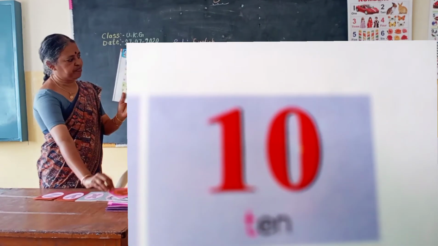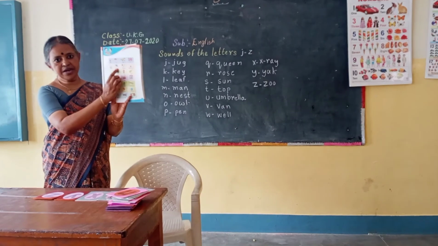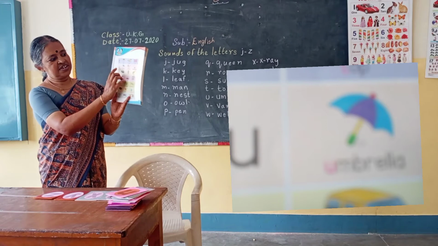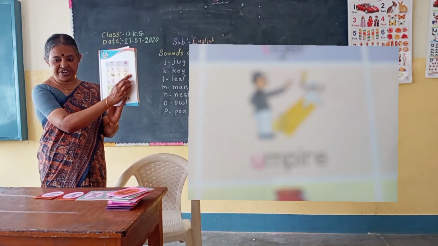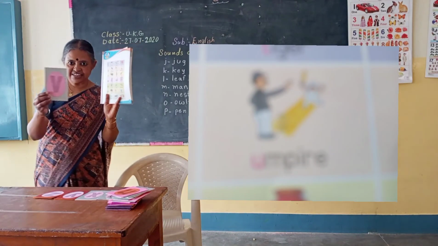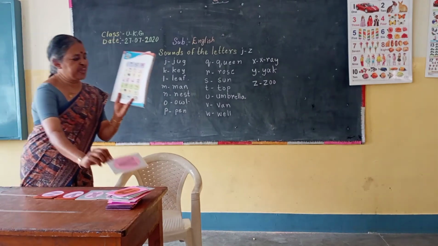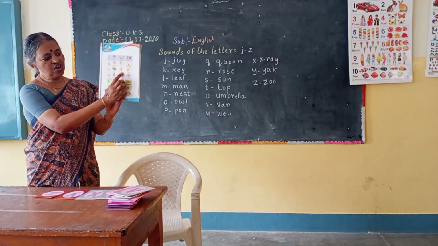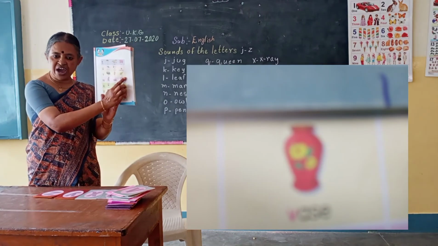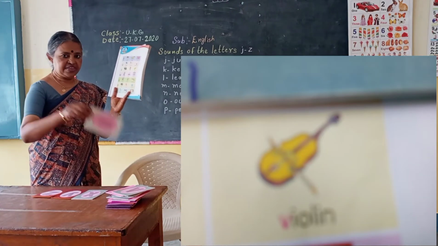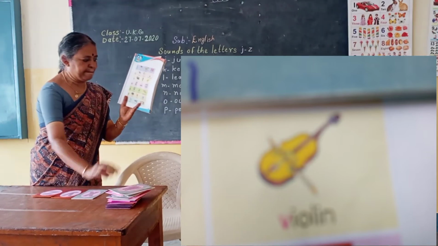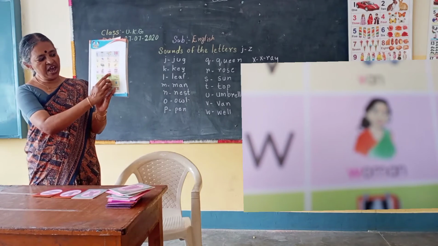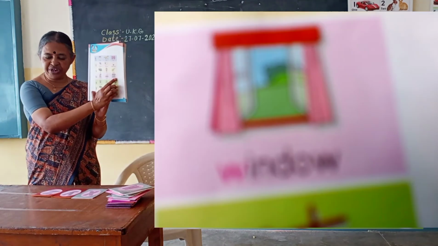U. U for umbrella, U for umbrella. Next. V. V for van, V for vase, V for wild. W. W for woman, W for well, W for window.